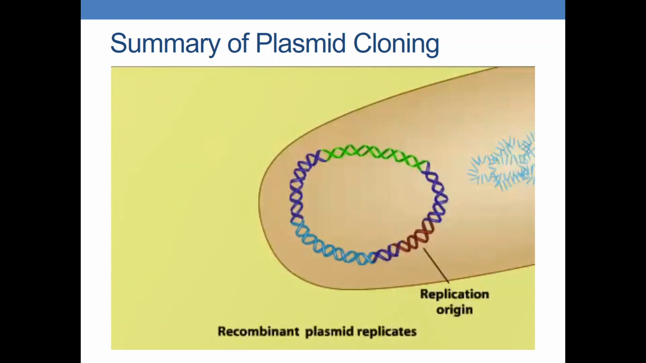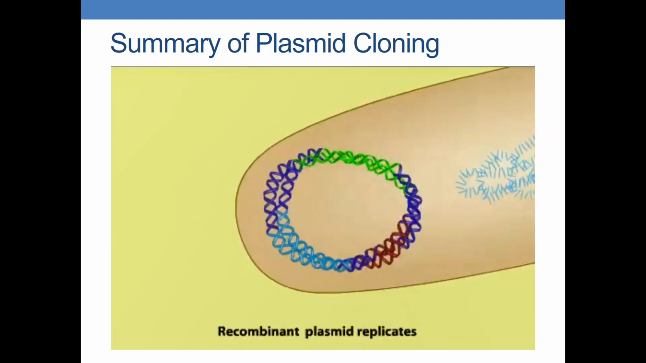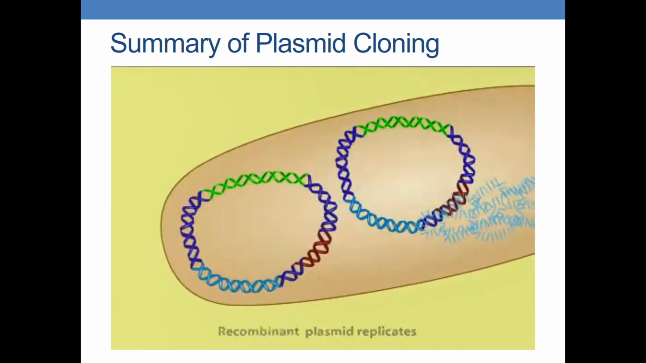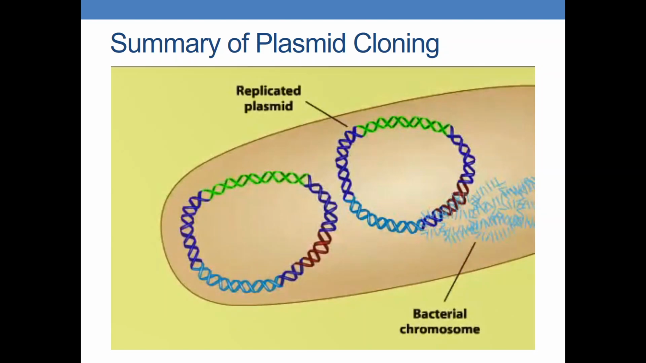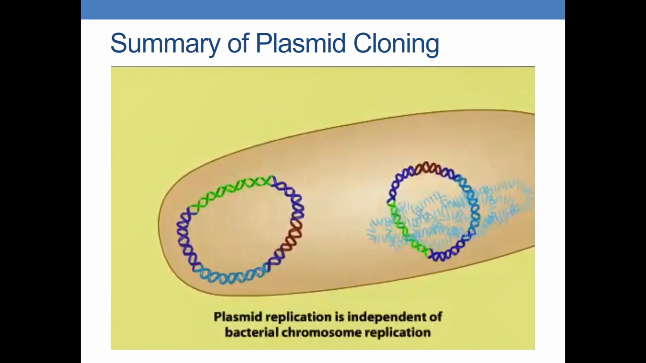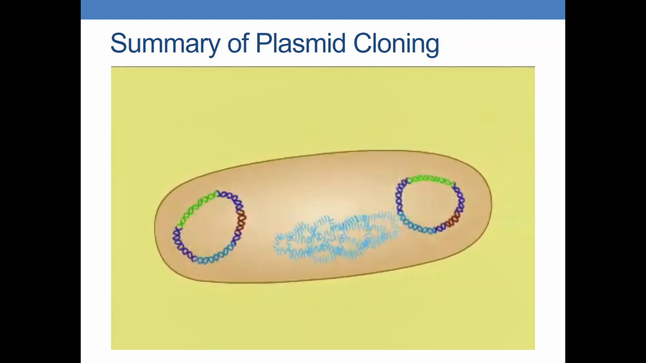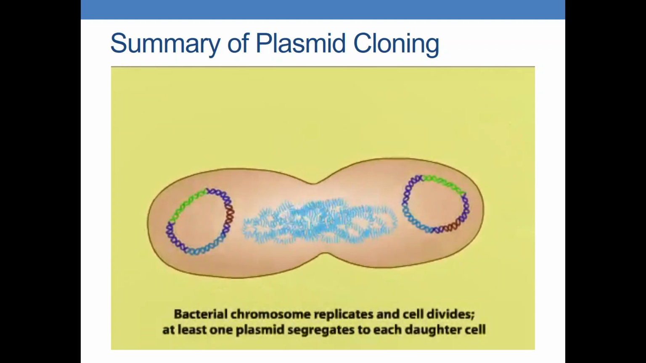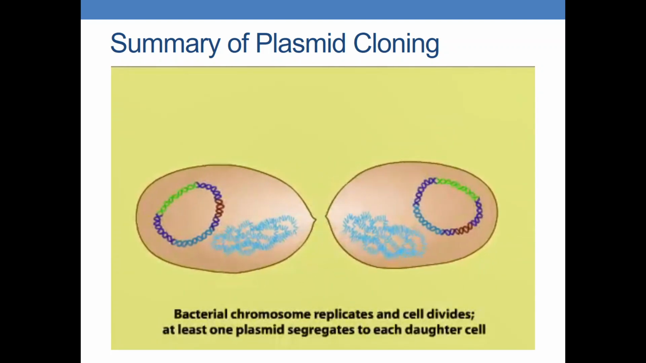The replication origin allows the plasmid to replicate by using the host cell's enzymes. Plasmid replication is independent of host cell division, but plasmids are distributed to each daughter cell when the host cell divides.